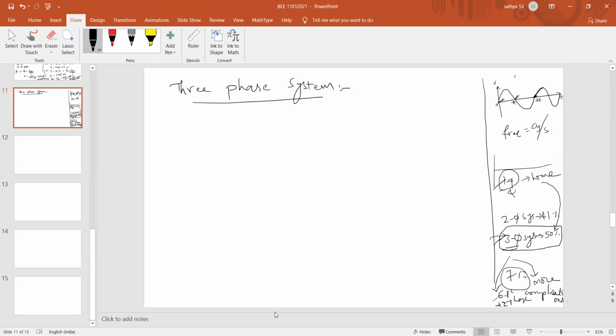Always remember the generalized equation: theta equals 360 by n. If there are n phases, the formula remains the same.